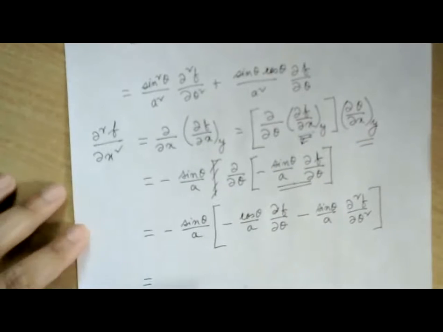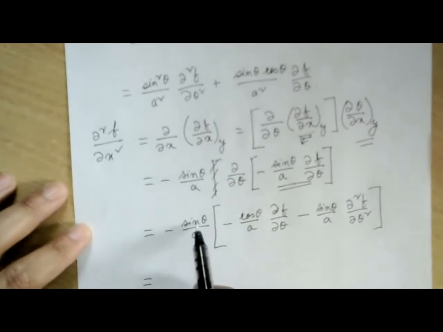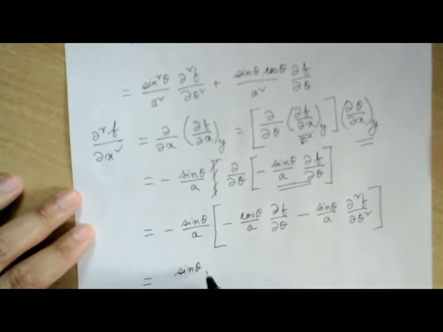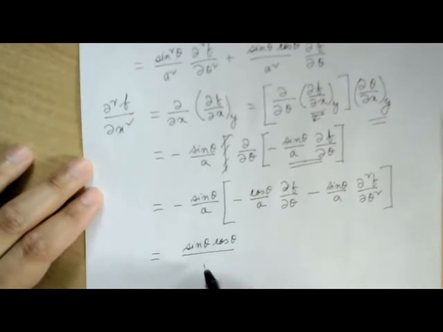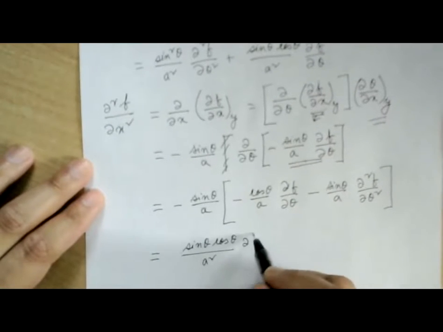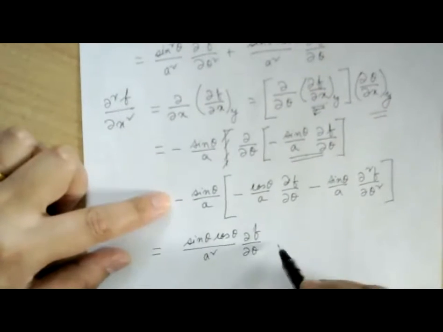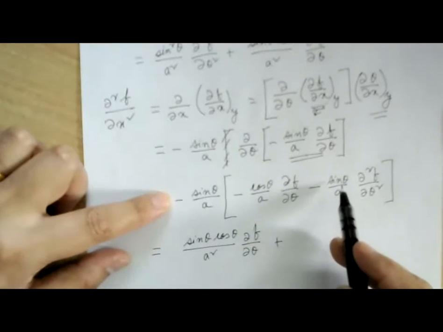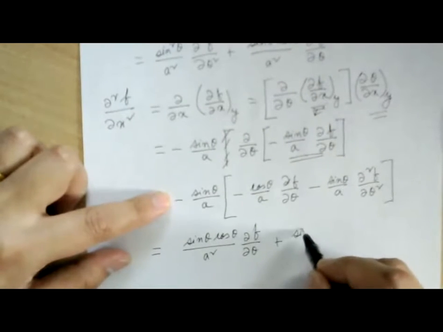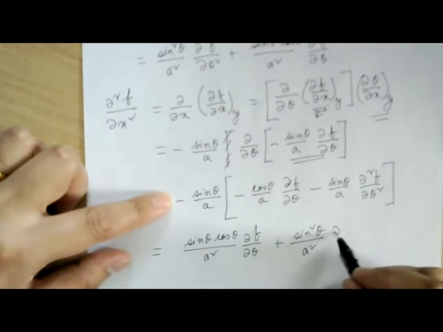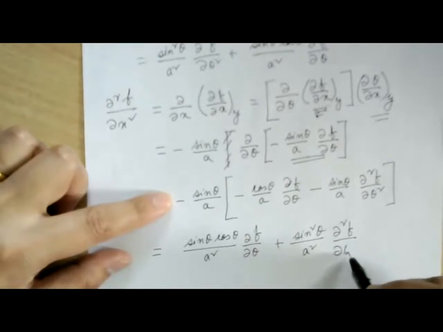So now you multiply this, what do you get? Minus minus plus sine theta cos theta divided by a square del f by del theta. So this minus and this minus plus sine theta, what do you get? Sine square theta. Sine square theta by a square del 2f by del theta square.